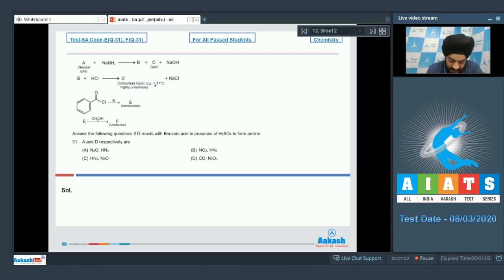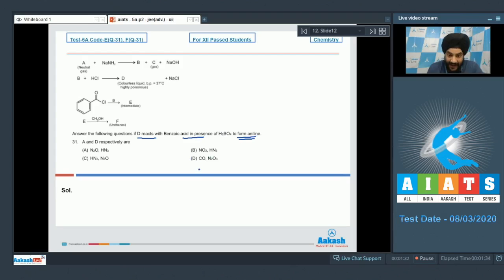It is further mentioned to us that benzoyl chloride reacts with the B which was obtained in the first reaction to form an intermediate E, and that E when reacted with methanol gives us a compound F which is a urethane. The examiner seems to be interested in the answer of the following questions. It is further mentioned to us that D reacts with benzoic acid in presence of H2SO4 to form aniline.